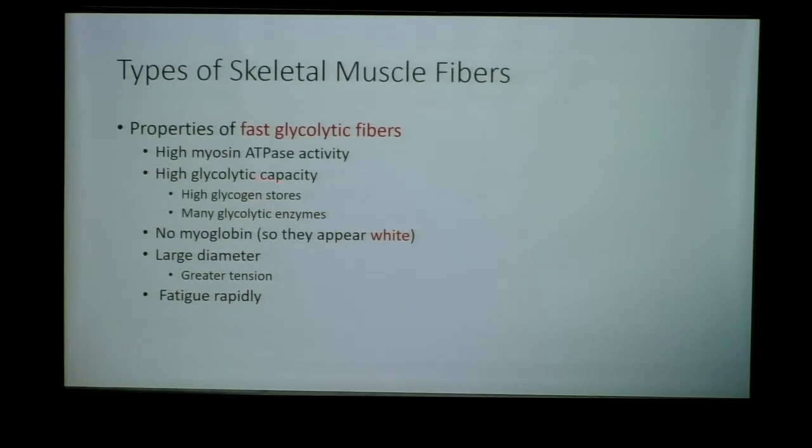We don't have myoglobin, so again, these fibers appear white, and they're larger in diameter. Now, as I mentioned earlier, a larger diameter translates to more force production, more tension production, simply because we have more crossbridge cycles happening, okay? And as I mentioned earlier, these are going to fatigue much more quickly because of the lactic acid buildup.